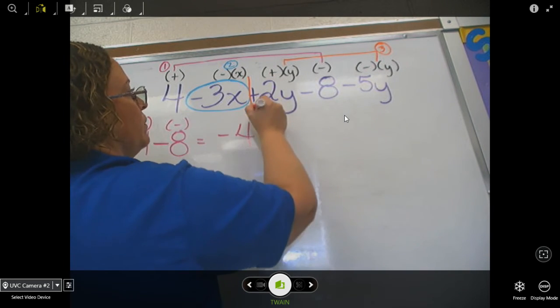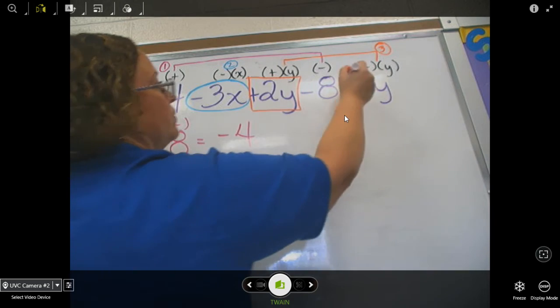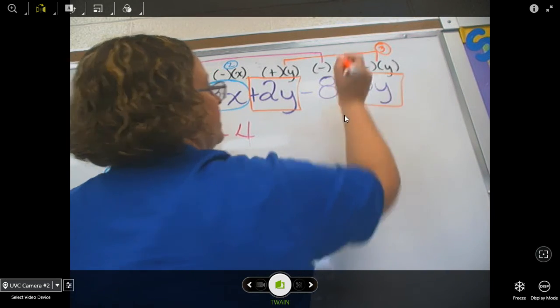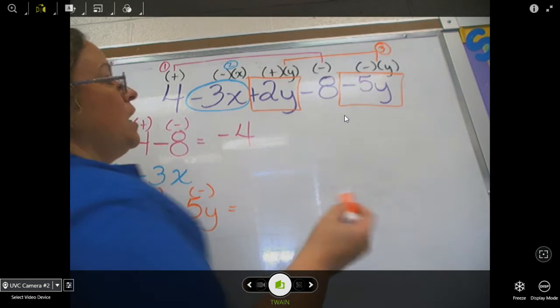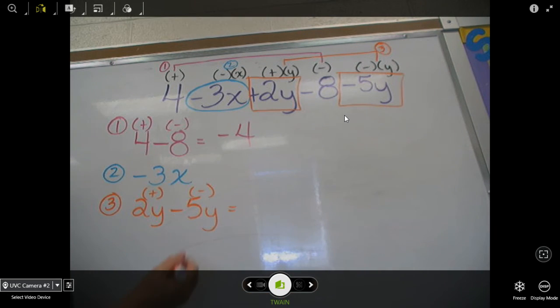This is where we would box if you need to. Make sure you box the sign with it. You don't have to if you're going to do all this up here, but if it makes it easier, then do it. But this is why I like colors. I change up my colors a lot, and this is why.